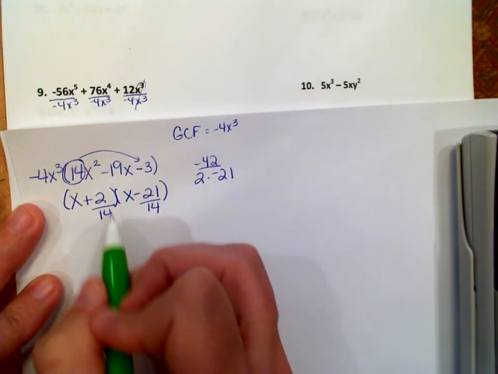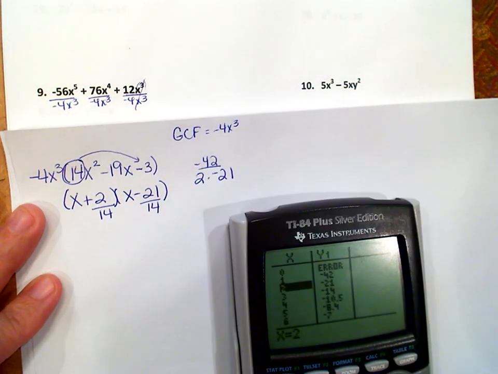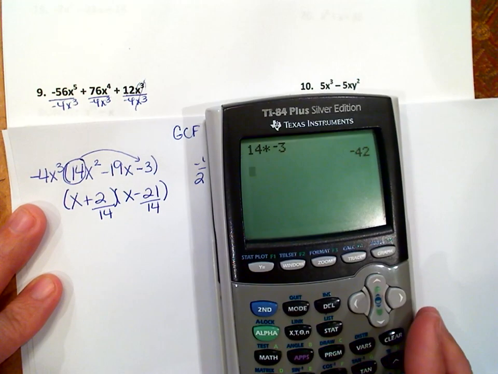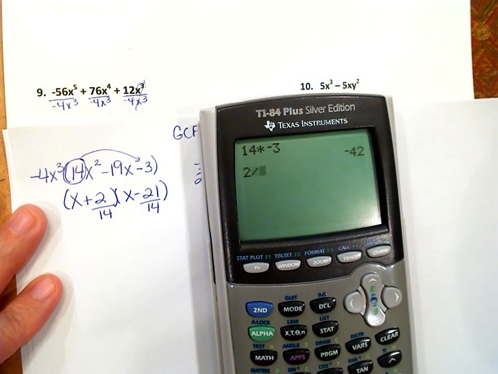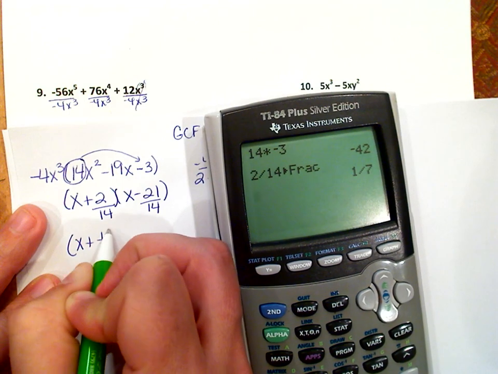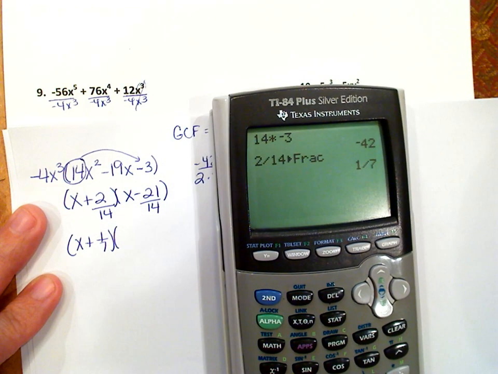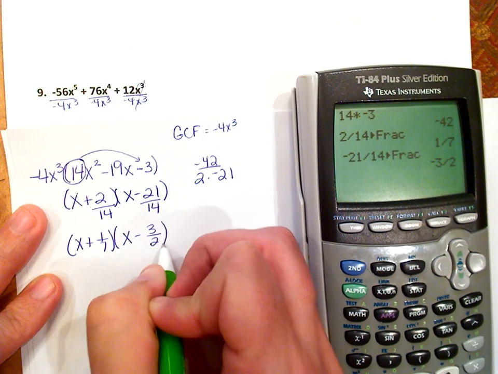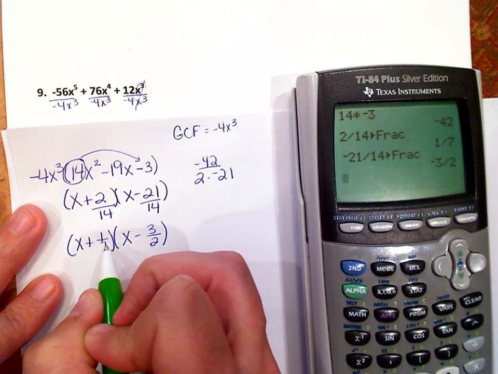Now make sure you always reduce your fractions. So in your calculator, to reduce your fractions, you can just do 2 divided by 14, math, enter, enter. And so this fraction is now 1/7. And then we can do negative 21 divided by 14, math, enter, enter. And we get negative 3/2. So x minus 3/2.